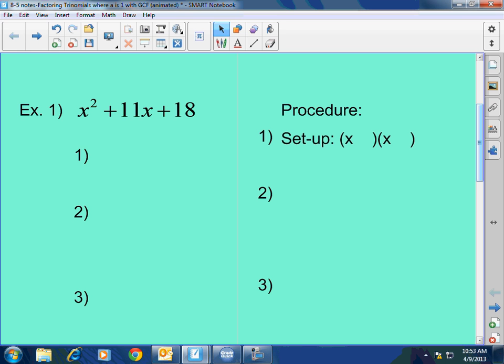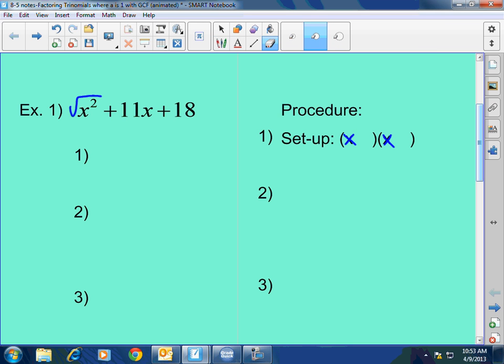And your setup, guys, basically you're going to have an x and an x. Now, that is deceiving. It is x and x when it's an x squared. But basically what's happening is you're finding the square root of this first term. So what's the square root of x squared? X. Okay, the square root of x squared is x. You're always finding the square root. And you're putting that square root value here.